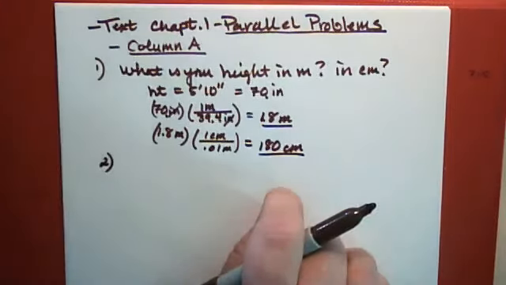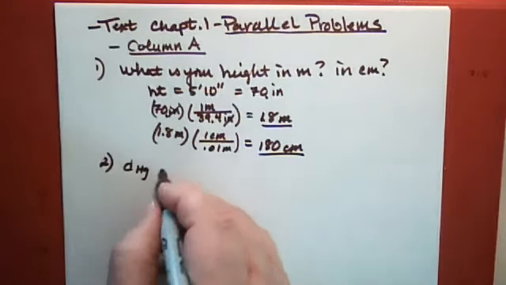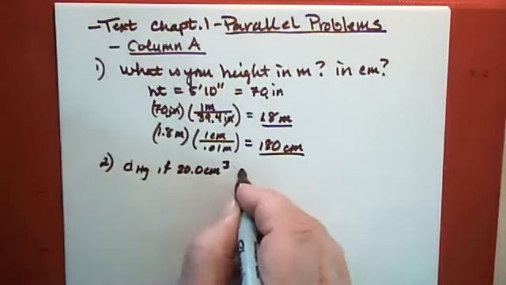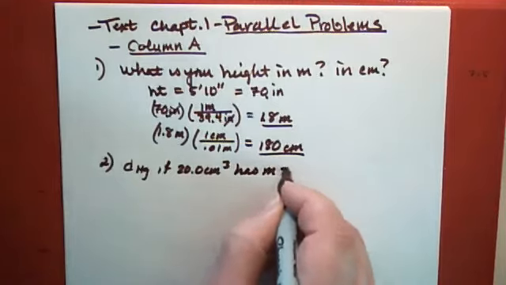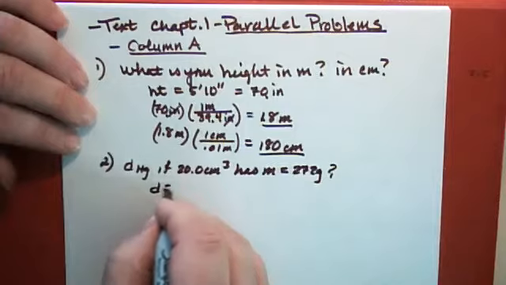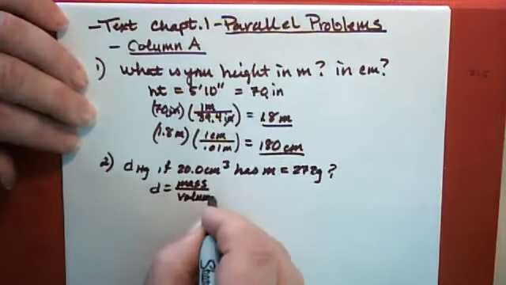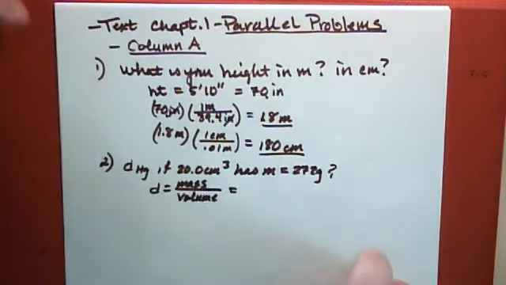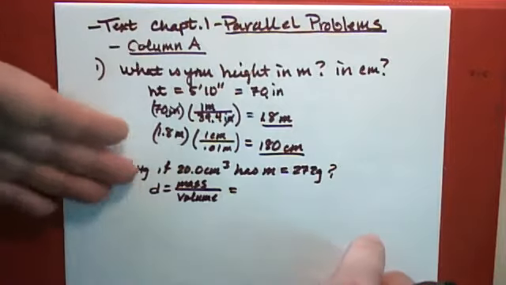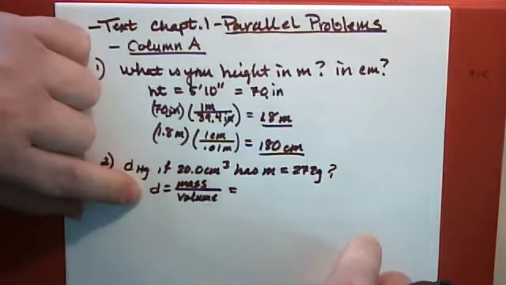so that's number 1. What is the density of mercury if 20.0 cubic centimeters has a mass of 272 grams? Well, if you remember that density is mass over volume, then you could take the mass divided by the volume, and that's really all you have to do here because the question didn't specify any particular units for density.